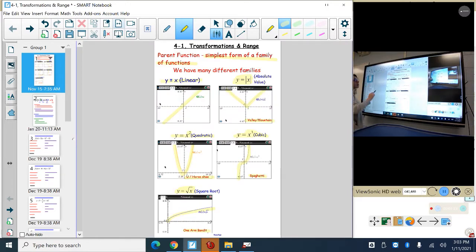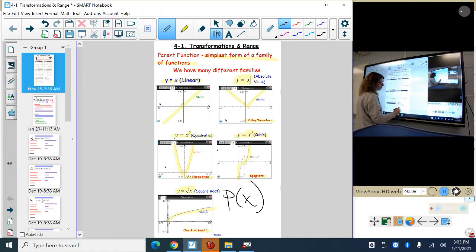Those are the 6 functions that I need your brain to memorize, and whenever I say what is the parent function, you need to say y equals x, y equals absolute value of x, y equals x squared, y equals x cubed, or y equals the square root of x. Those are parent functions. Generally speaking, p of x represents a parent function, okay?